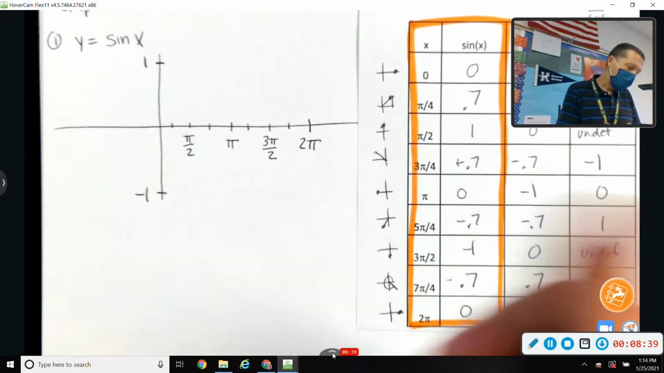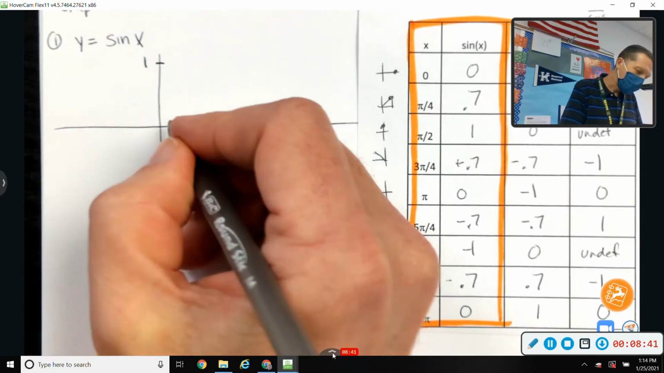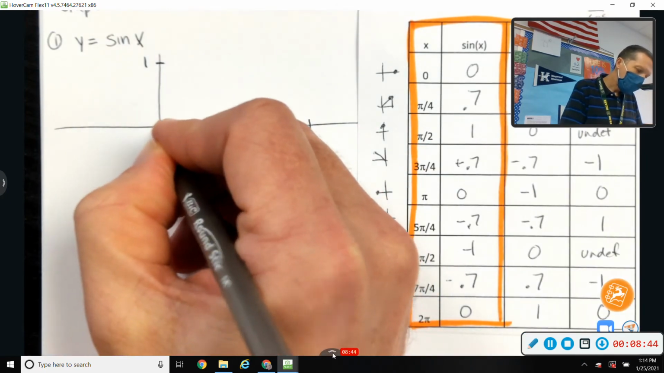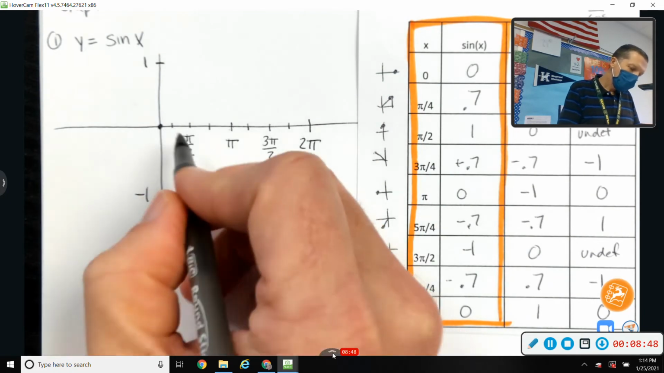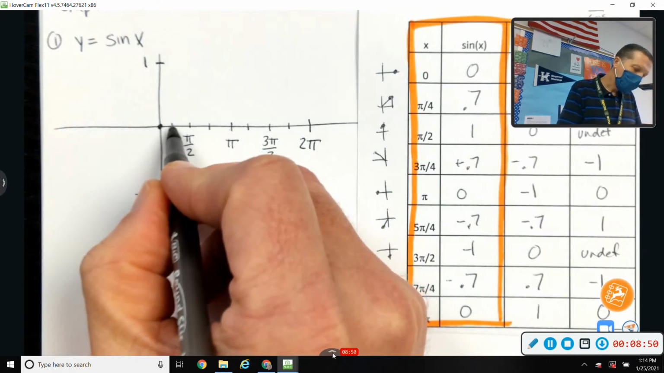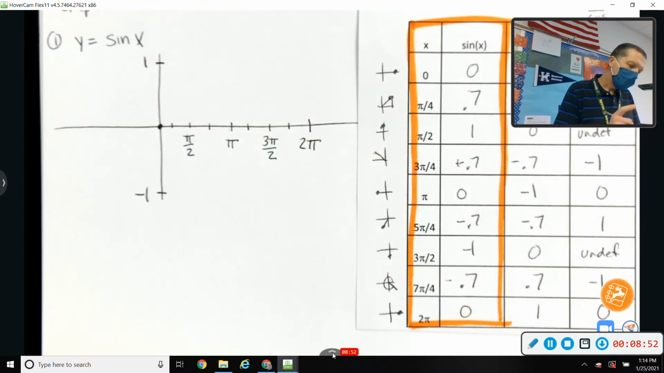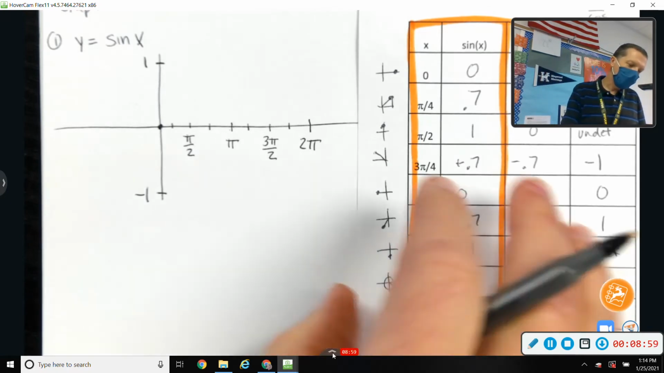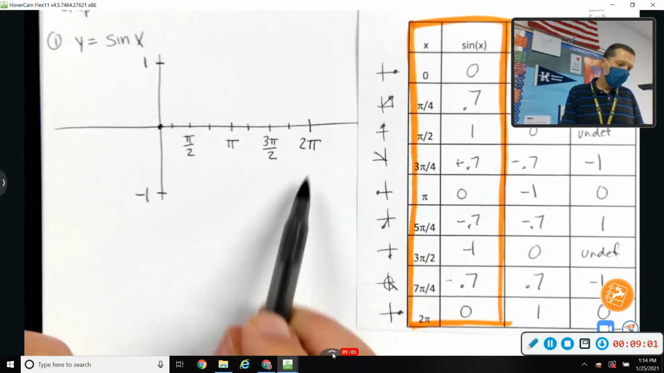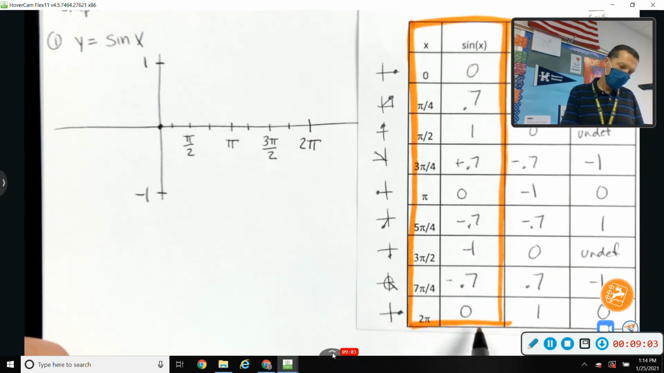So when x is 0, sine of x is 0. When x is pi over 4. You know what? Let's go what's going to feel like out of order, but it's how we're going to graph these in the future. So let's jump to the end. At 2 pi, we're back at 0.